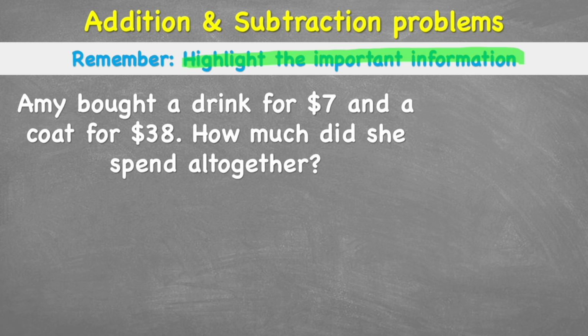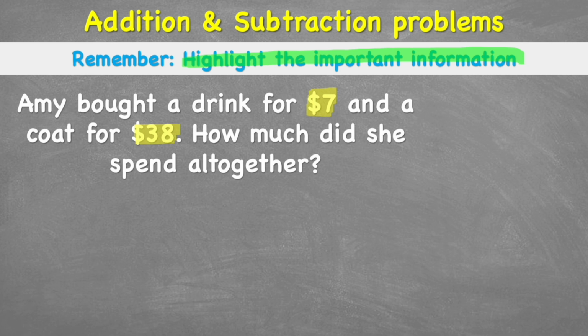So let's do that first of all and start by reading our question. We have Amy bought a drink for $7 and a coat for $38. How much did she spend altogether? So what's our important information here? Well, we obviously have our 2 numbers. They're going to be very important.